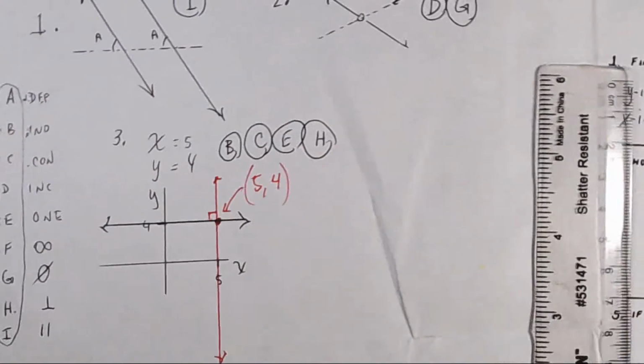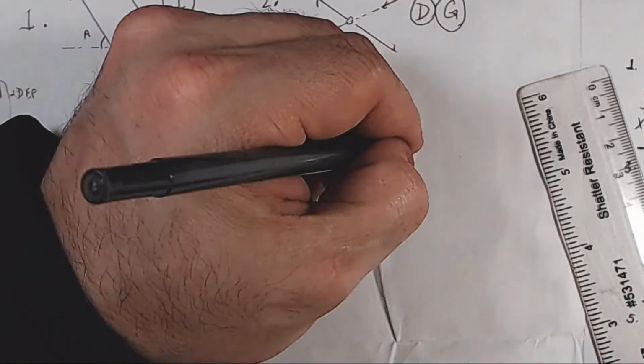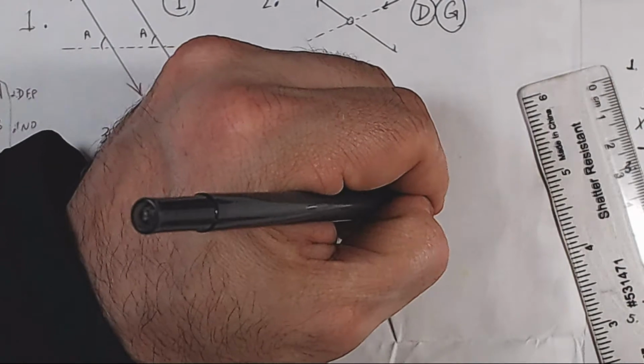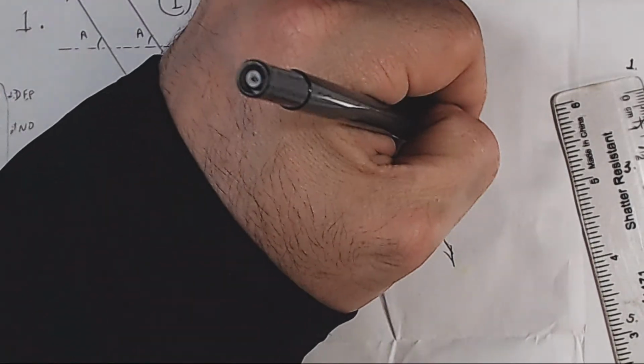All right, so now on to number 4. Number 4 is kind of like this. Kind of like on number 2, this open circle business is causing some trouble. So it's neither independent. Does it have a solution? No solution. So we're back to our D and G.